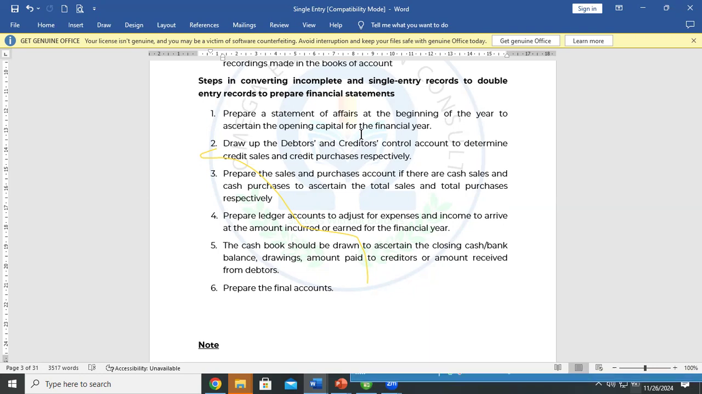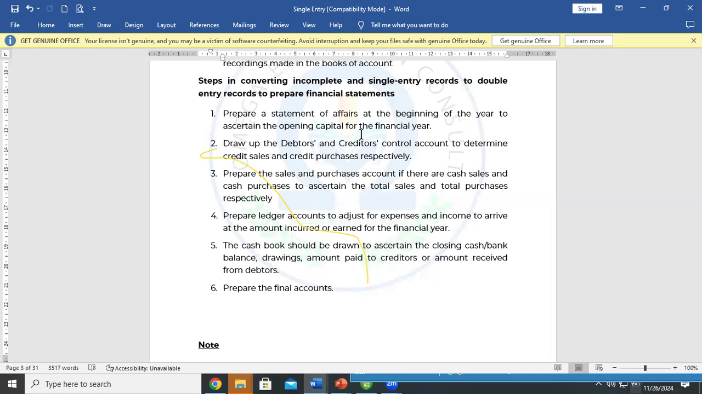So step number 2 is you have to prepare. The draw up means you prepare your debtors account and your creditors account. When you prepare your debtors account, you are looking for your credit sales. You know credit sales brings debtors, right? So it makes sense to say prepare debtors account to get the credit sales. Then you prepare the creditors account to get your credit purchases.